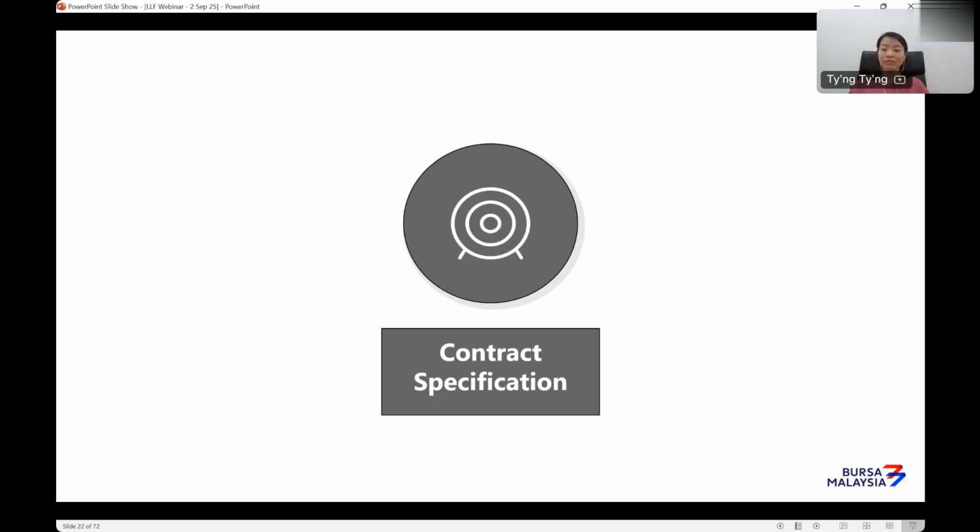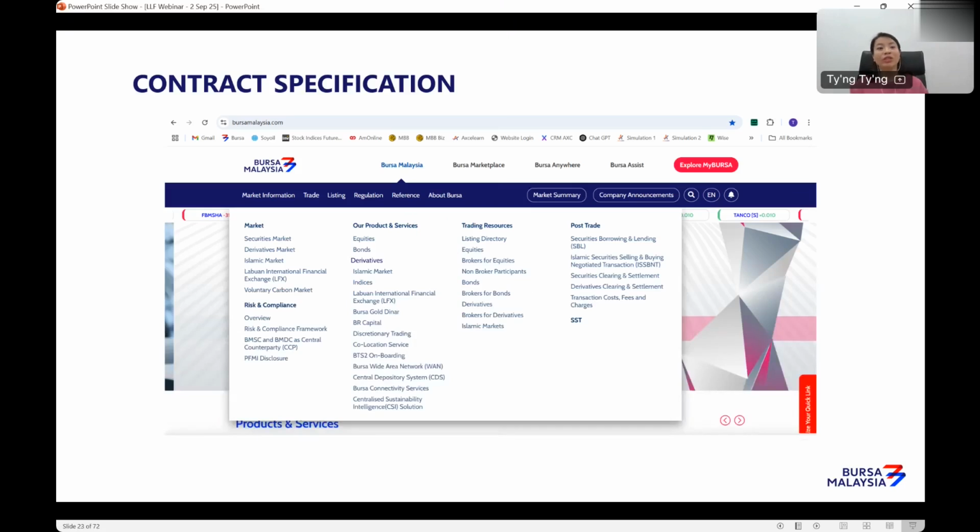Now, since today we are going to look at single stock futures, I am going to show you how you can get the contract specification for this SSF. What you need to do is go to bursa.malaysia.com, then go to trade, and go to derivative. I repeat, you go to Bursa Malaysia, you go to trade, you go to derivative. All the products are there with the contract specifications listed. You can download the contract spec and read it by yourself.